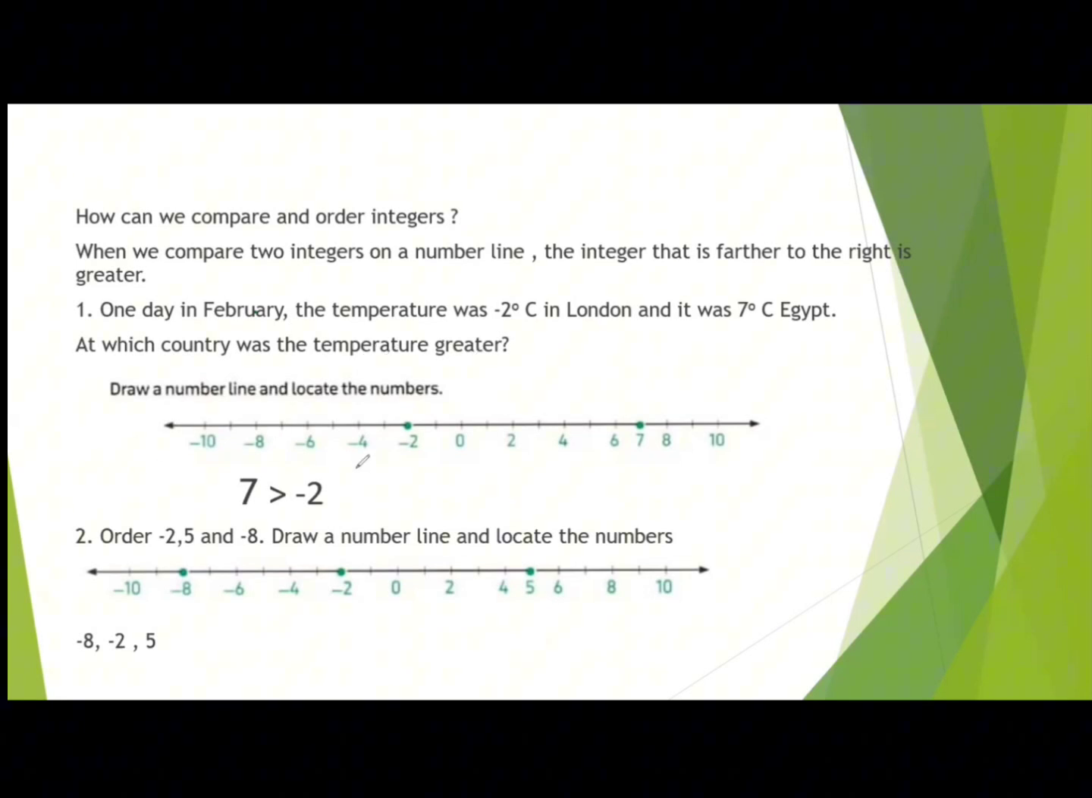In February, the temperature was -2 degrees Celsius in London, and it was 7 degrees Celsius in Egypt. At which country was the temperature greater? If I try to show it on the number line, so this is 0, then I will put -2, and this will be London, L, and 7, it's between 6 and 8. So this is Egypt. Which is greater? 7 is bigger than -2.